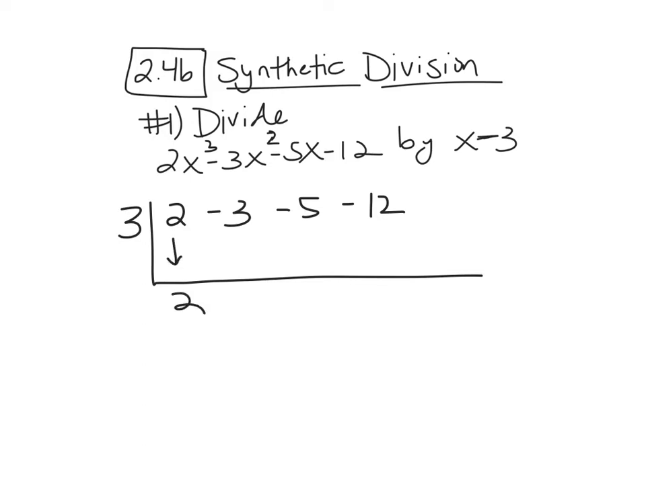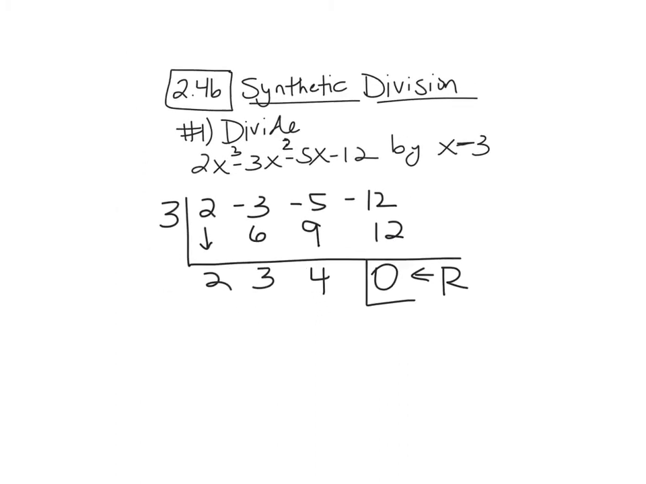2 times 3 is 6. And with synthetic division, we add the columns. Negative 3 plus 6 is 3. 3 times 3 is 9. Add and get 4. 4 times 3 is 12. Add and you get 0. Now that is your remainder right there, and we got a remainder of 0.